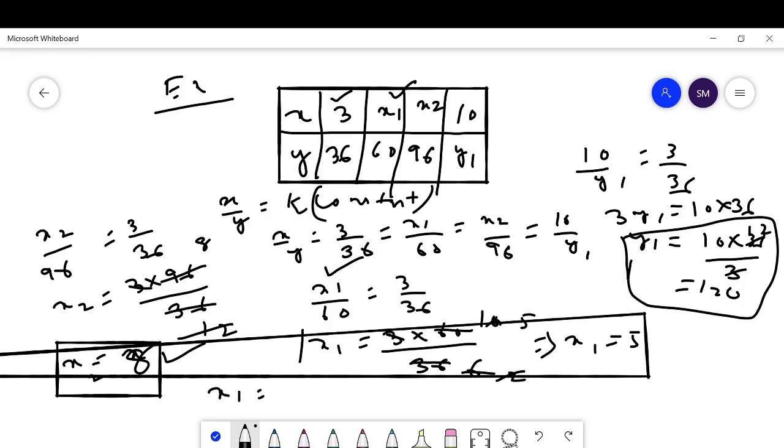Here we get x1 is 5, x2 is 8, then y1 is 120.